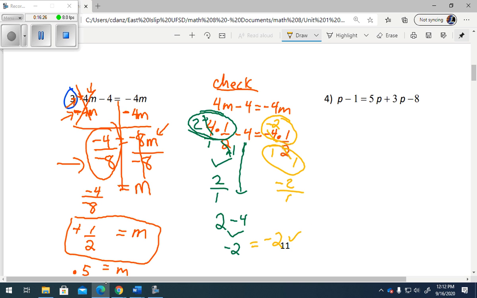Look at that. These two things are equal. I must have done everything right. And number 10.